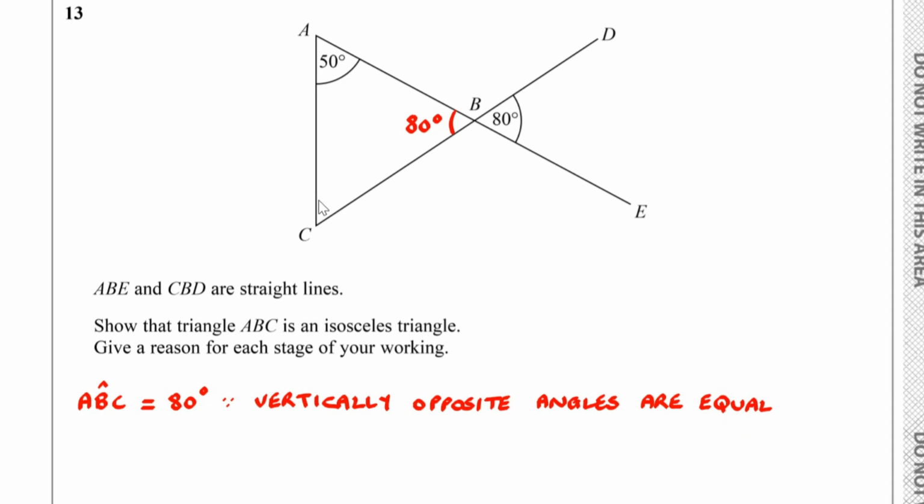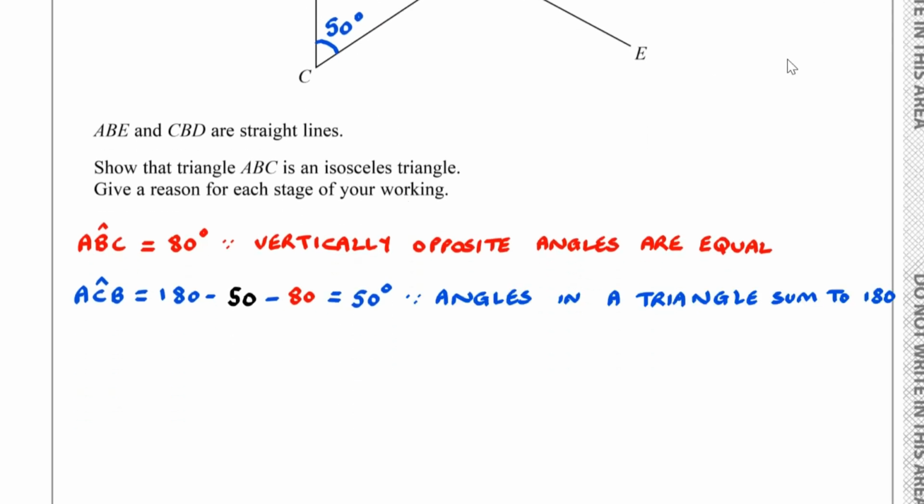We can now find out what this angle here is. Well, that angle, ACB, is equal to 180, subtract the 50 degrees, subtract the 80 degrees here, and it turns out the angle ACB is 50 degrees. So this angle here is 50 degrees. The reason for that is because angles in a triangle sum to 180 degrees.